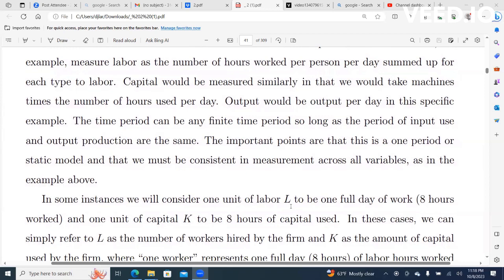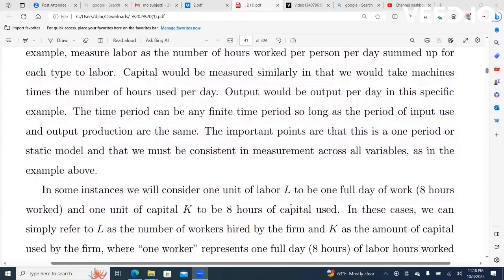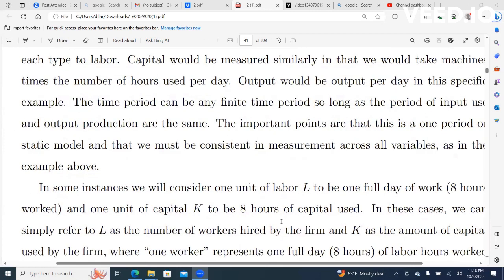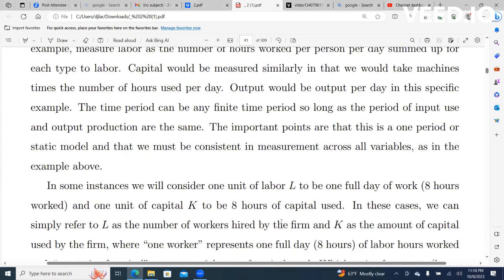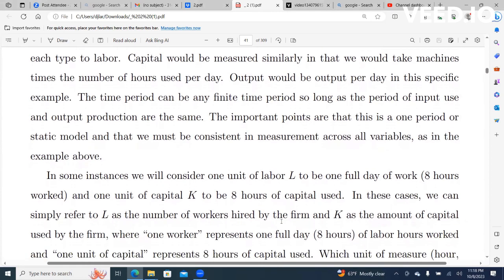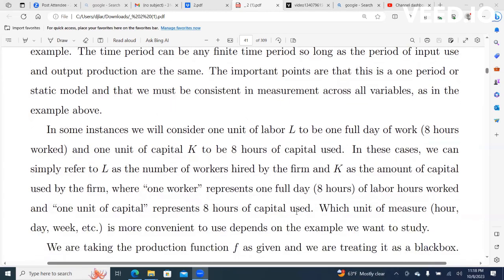The time period can be any finite time period so long as the periods of input use and output production are the same. So the important points are that this is a one-period or static model, and that we must be consistent in measurement across all variables, as in the example above.